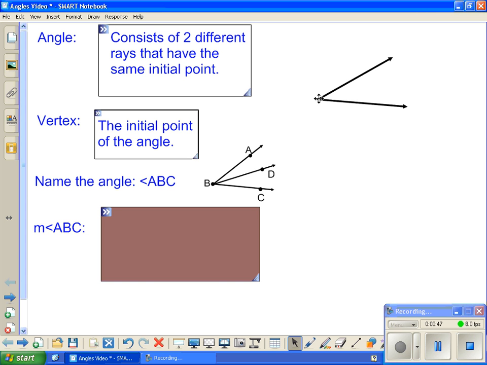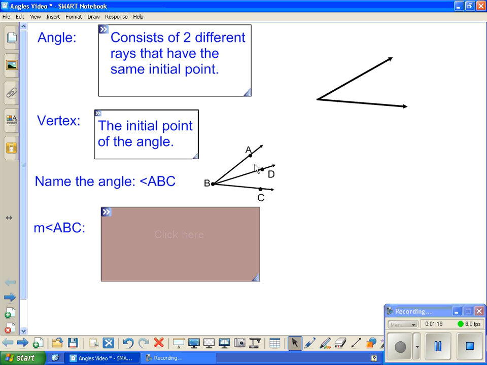Now, when you're naming angles, if I want to name these angles right here, notice that there are actually three angles here. There's the top little one, the bottom little one, and the big one. So in order to know what angle I'm talking about, I have to use three letters. And the vertex is always the letter that's in the middle. So here I have angle ABC, which is this big angle right here.